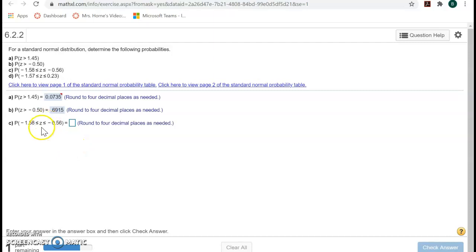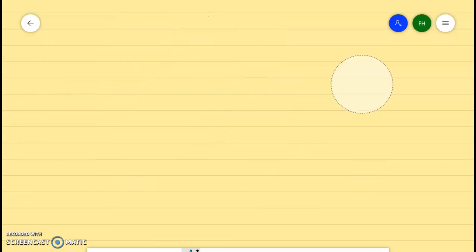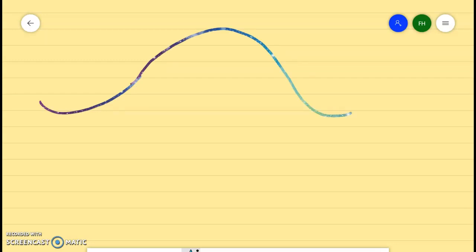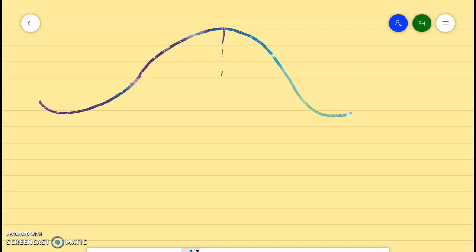Okay, for the next one, we're looking at the probability that the z-score is in between these two numbers. This one has a little bit more work to it. First, let's draw our curve and look at our numbers. We have negative 1.58 and negative 0.56. Here's 0, negative 0.56 somewhere right here, and then negative 1.58 here.